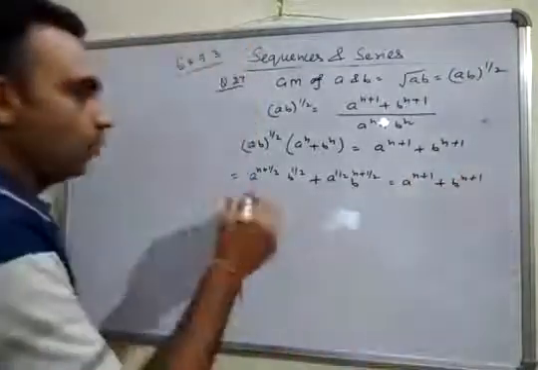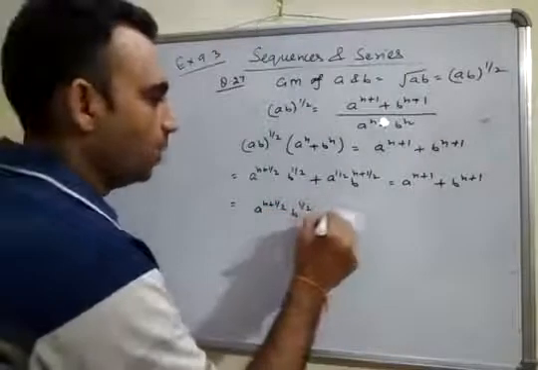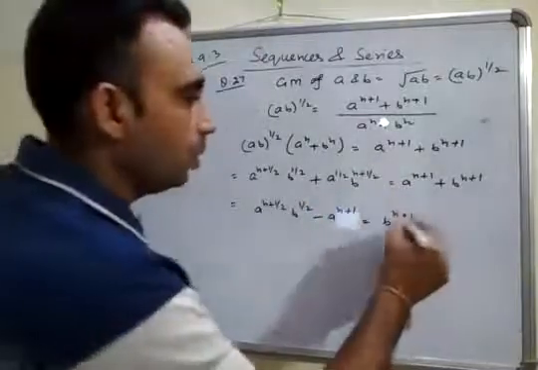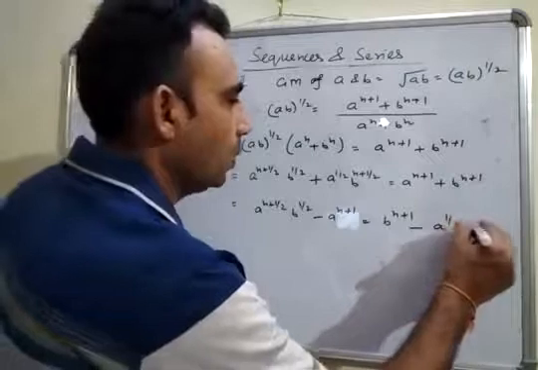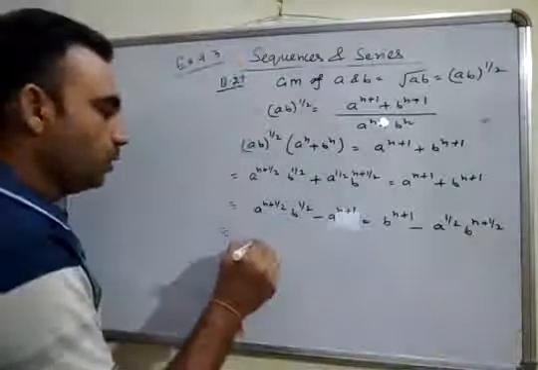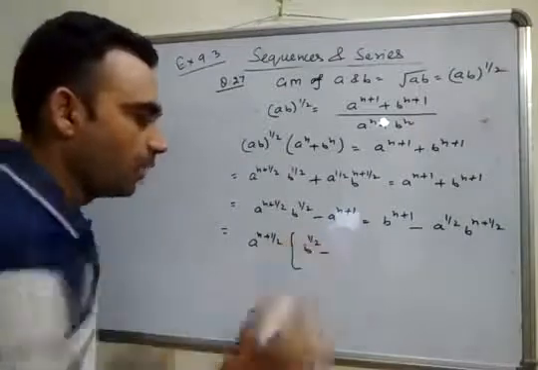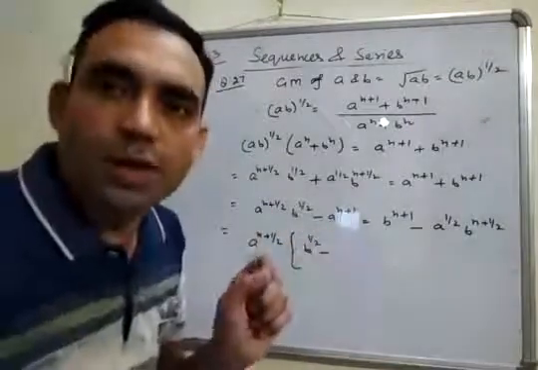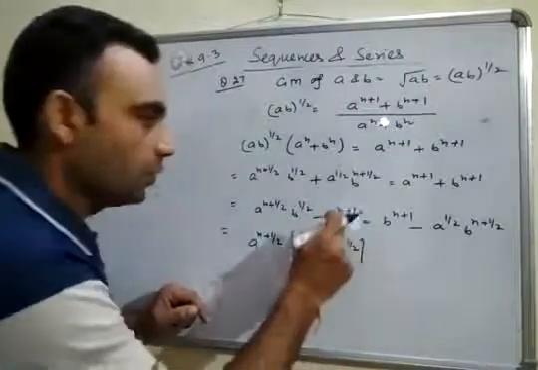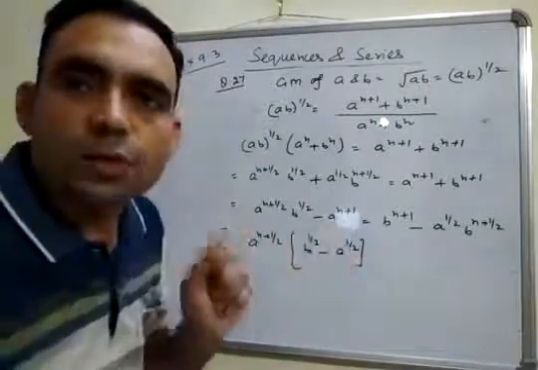Now we transpose a to the power n plus half, b to the power half, minus a to the power n plus 1, which is equal to b to the power n plus 1 minus a to the power half, b to the power n plus half. Now we take a to the power n plus half common. So we get b to the power half minus a to the power half remaining, since we have taken n plus half common. If we subtract n plus 1 minus n plus half, we get a to the power half.